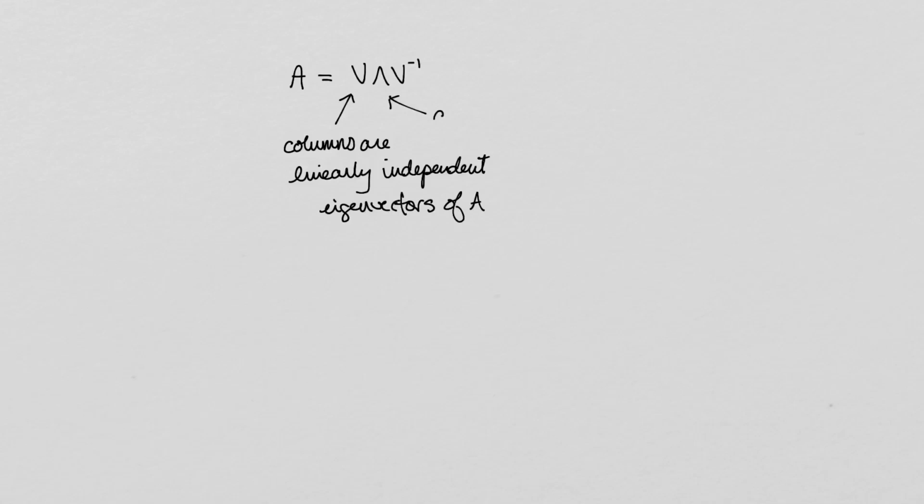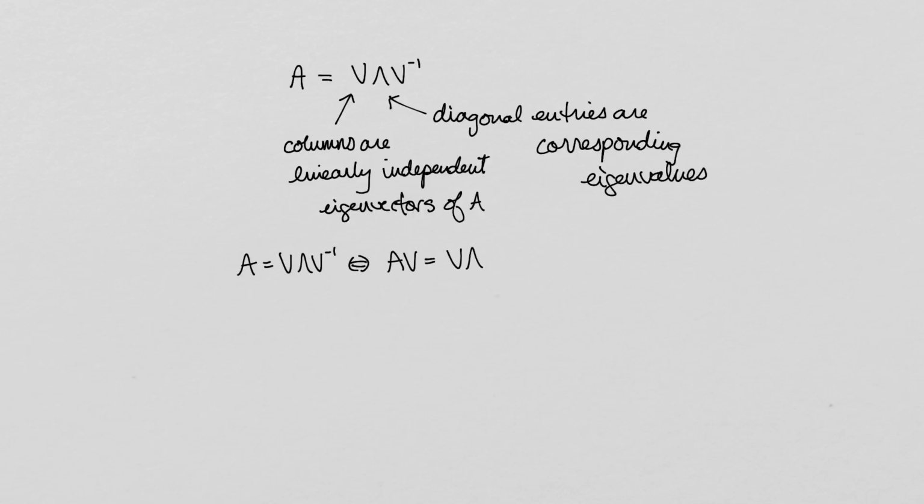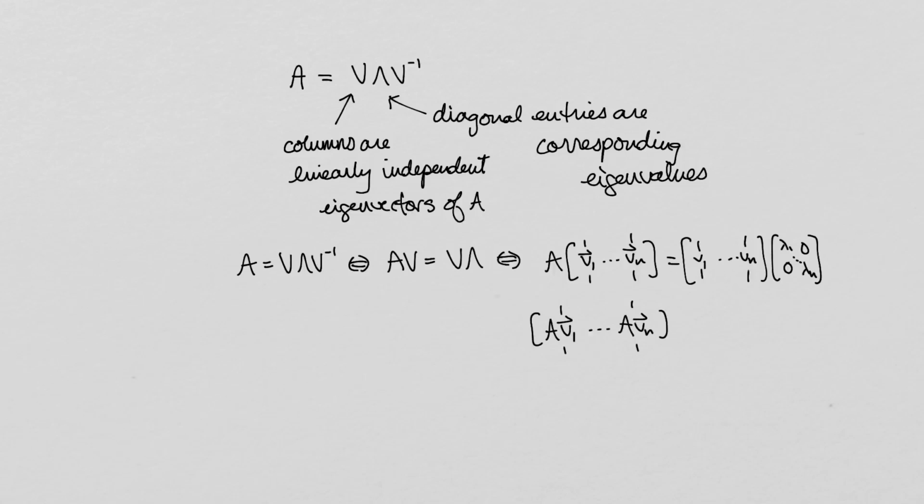Diagonalizing an n by n matrix means writing it in the form V lambda V inverse, where V is an n by n matrix whose columns contain linearly independent eigenvectors of A, and where lambda is a diagonal matrix containing the eigenvalues on its diagonal. The equation A equals V lambda V inverse holds since it's equivalent to AV equals V lambda, and that equation unpacks using the definition of matrix multiplication to the eigenvector equation in each column.